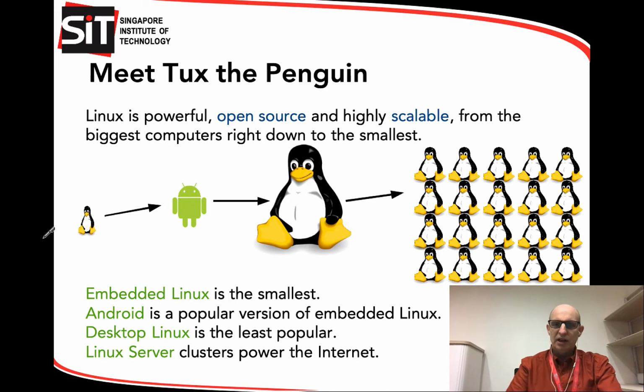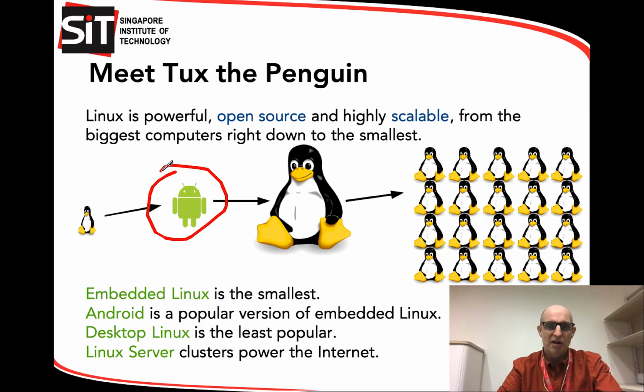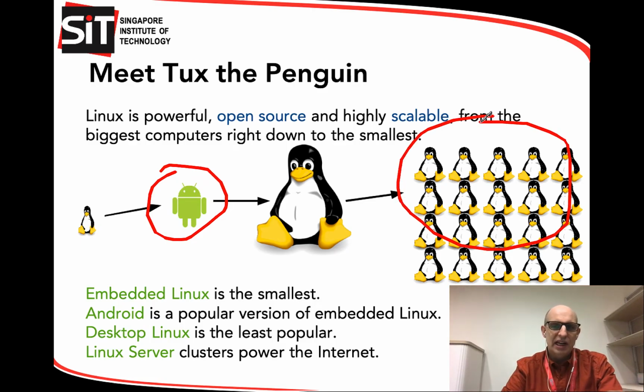But first of all, we'll go through some of the background. The initial introduction I want to make is to introduce you to Tux. Tux is the penguin, and it's the symbol for Linux. If you look on the display, there's a small penguin, and then there's something that doesn't look much like a penguin. It's actually a robot, and that's Android, and a large penguin, and then many penguins. And these really refer to different flavors of Linux or different uses of Linux.